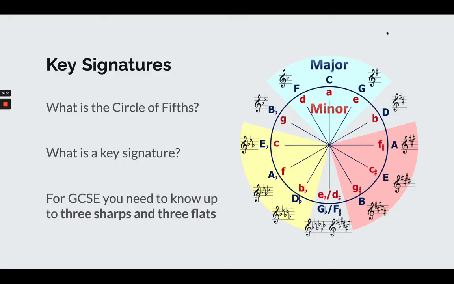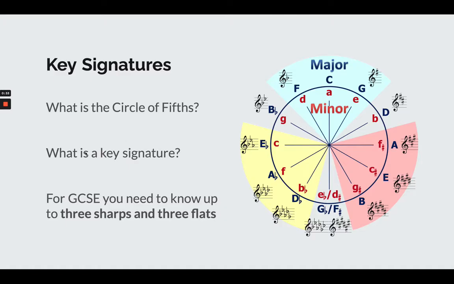Hi everyone, today I'm going to be taking you through the circle of fifths and key signatures. So the circle of fifths that we can see here is a great way to understand harmony and the relationships between different keys. It can help us work out our major and minor key and the relative keys to each other. For GCSE, you need to know up to 3 sharps and 3 flats.